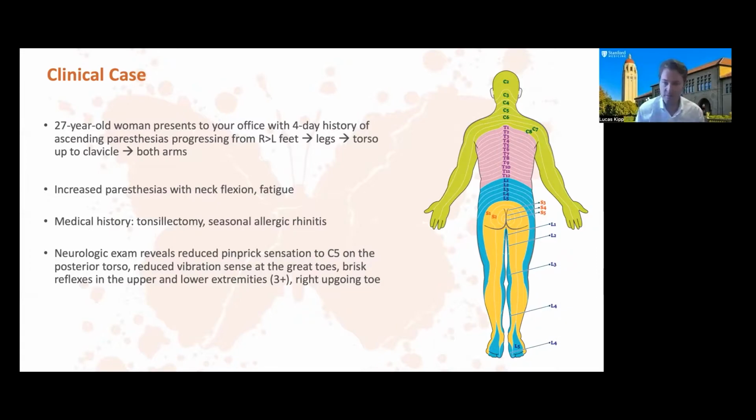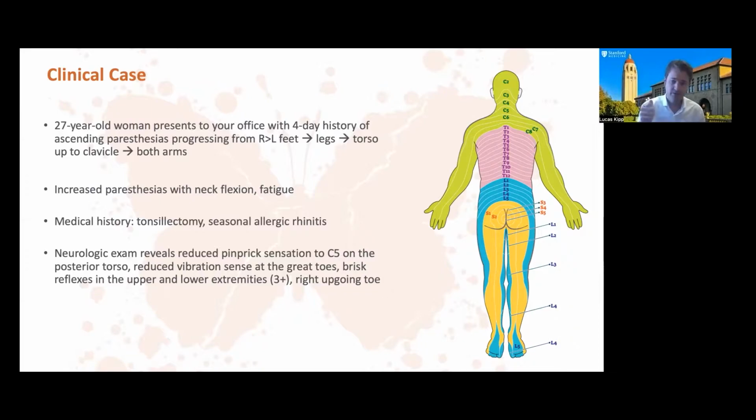The only other symptoms she noticed at the time were if she bends her neck forward, she feels that those paresthesias are increased, and she's been feeling really fatigued over this week that these symptoms have been occurring. She's an otherwise healthy 27-year-old. And when you go to examine her, you find that she's got reduced pinprick sensation from about the level of the neck down. So you're using a little pin and you're poking down her back, and you notice that on her neck, she says, it just doesn't feel as sharp below that.